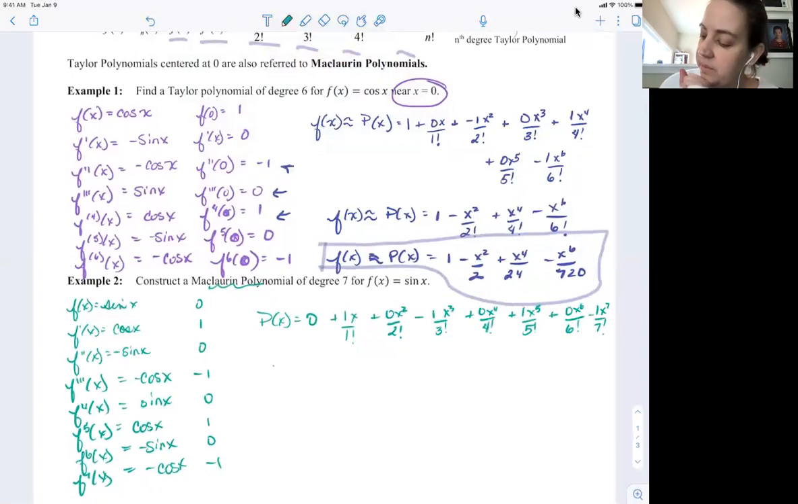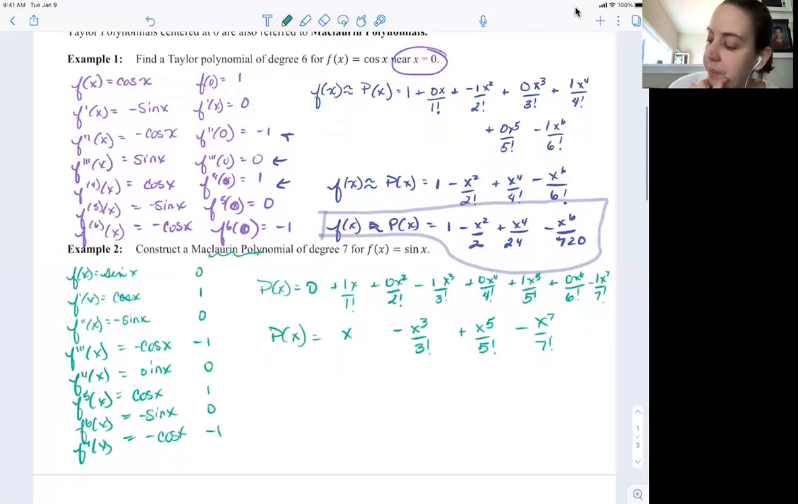Now, obviously, we've got some zeros in there that we can eliminate. So this is x minus x cubed over 3 factorial plus x to the 5th over 5 factorial minus x to the 7th over 7 factorial. And when you get rid of those zeros, some even nicer patterns start to emerge. So this is x minus x cubed over 6 plus x to the 5th over 5 times 4 is 20, times 3 is 60, times 2 is 120, minus x to the 7th over 7 factorial.